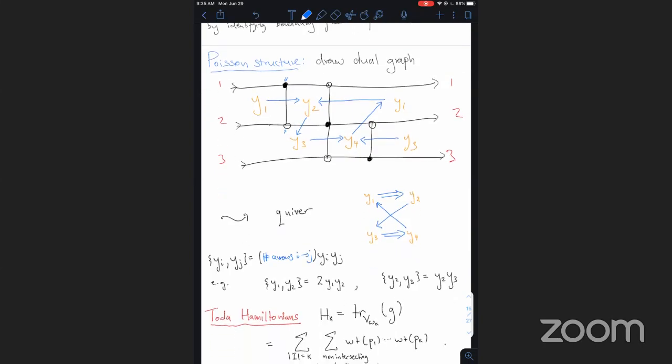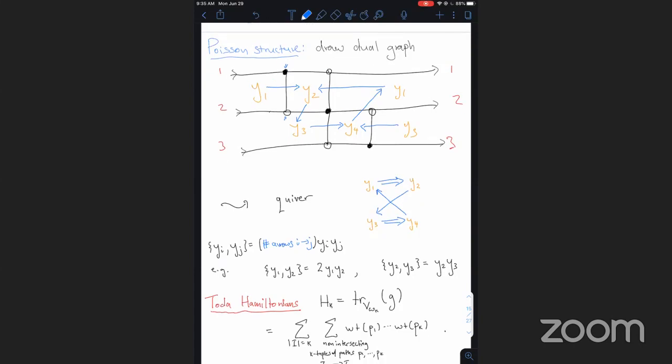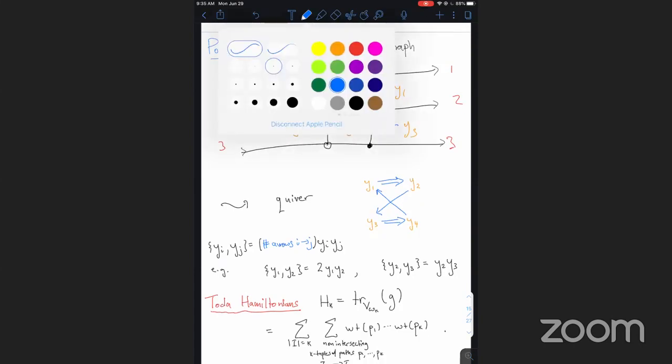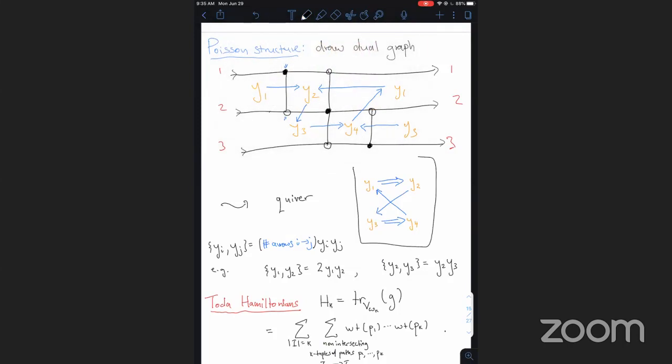And when we glue things up on the cylinder, as we mentioned, we obtain the following directed graph here. In this case of SL3. All right, so this directed graph governs.